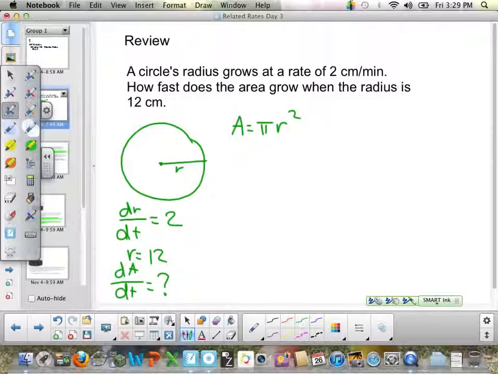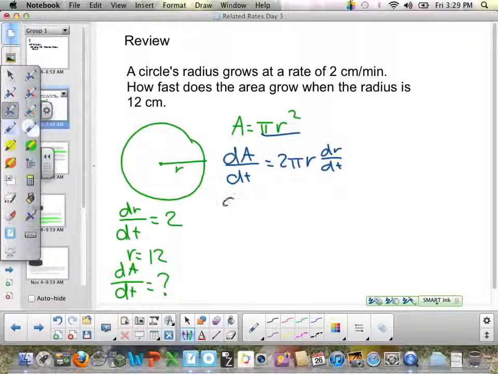From there, we now take the derivative implicitly with respect to time. So the derivative of area is dA/dt, equals, applying the power rule here, 2 pi r dr/dt. And now we simply plug in what we know and solve for what we don't know.